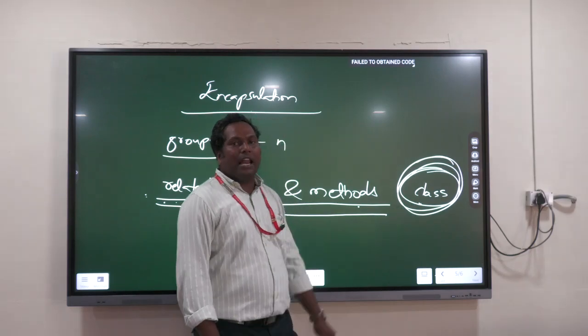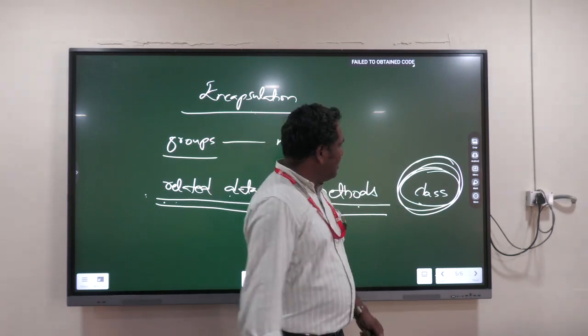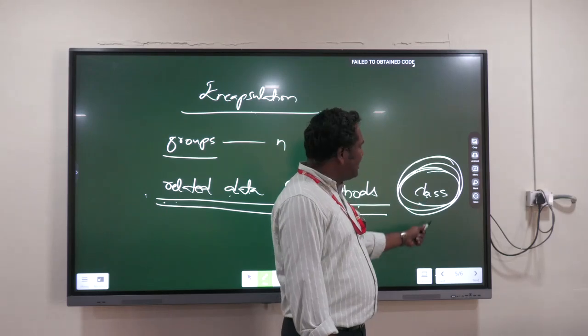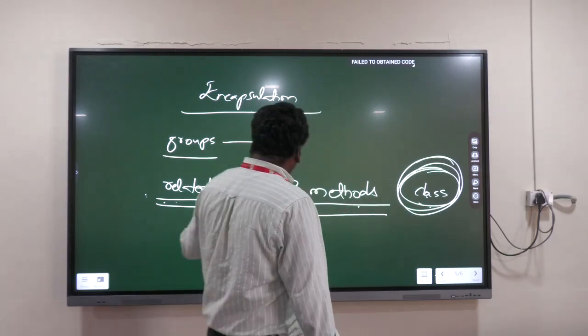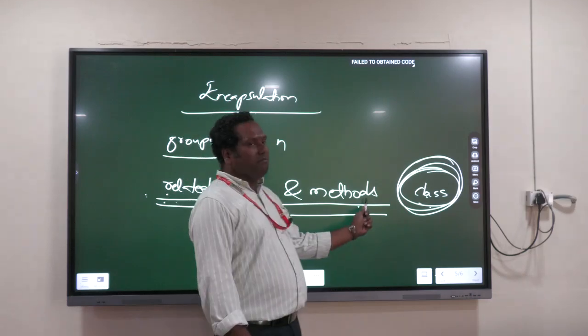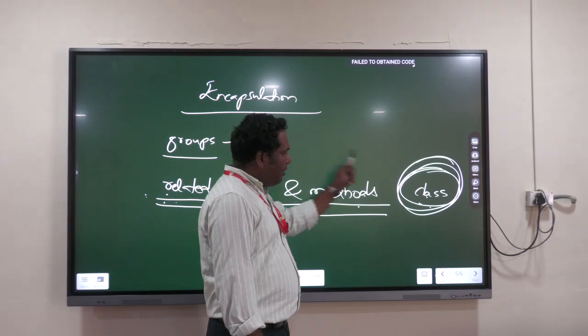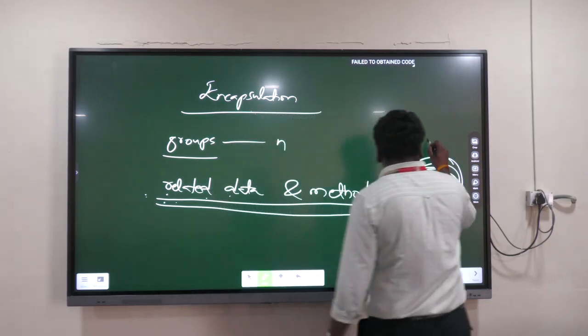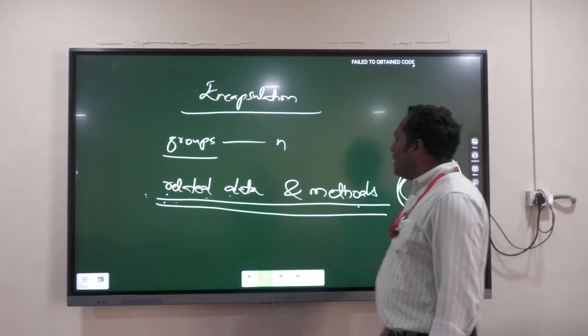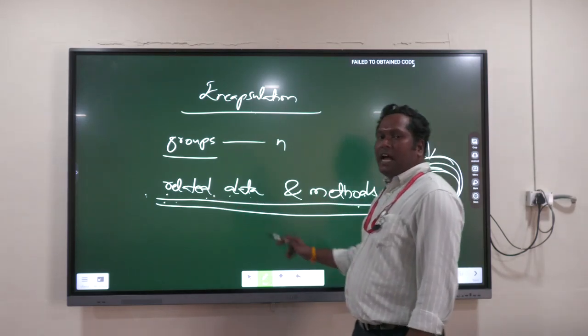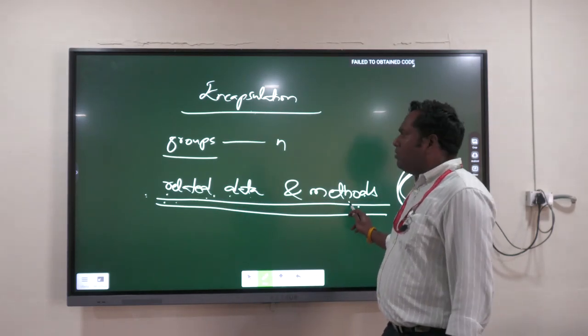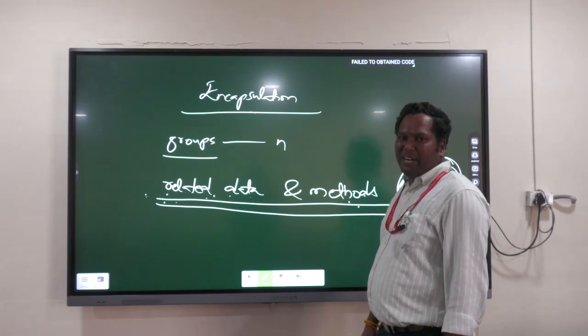So what is a class? A class can be defined as a user-defined type, or we can consider it as a container to place related data and methods together. So in this container, in the class kind of container, we are placing related data and methods.